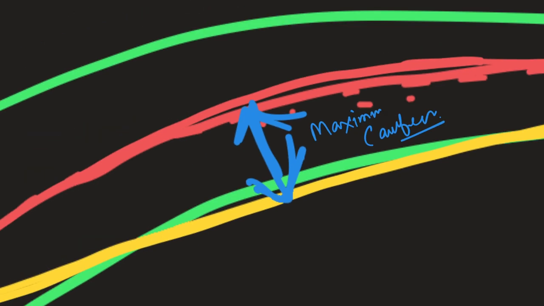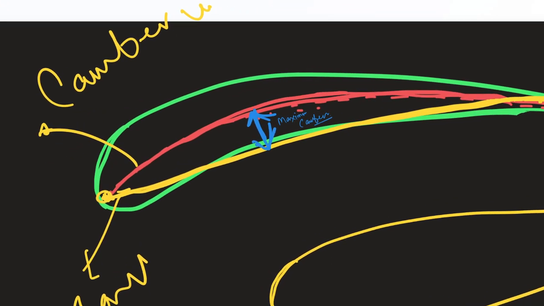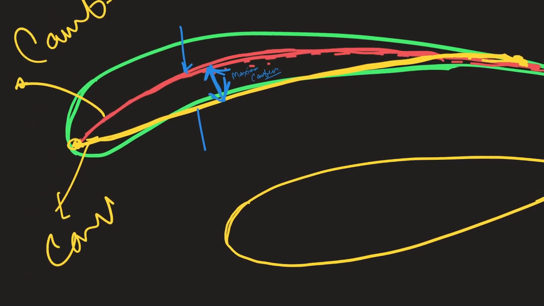So this portion is called maximum camber. So what is the definition of maximum camber? The definition of maximum camber is the greatest distance between the chord line and the mean camber line.